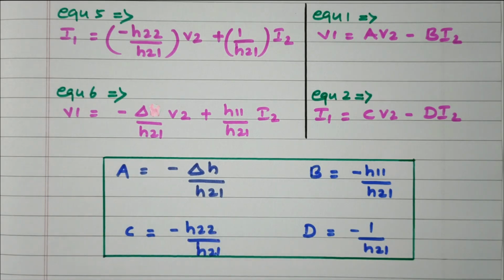So in this video we discussed what two-port network parameters are available. There are 4 types of parameters. Then we discussed the general equation of ABCD parameter and H parameter. By rewriting, we got equations 5 and 6, that are compared with equations 1 and 2, so that we got the relation between ABCD parameter in terms of H parameter.